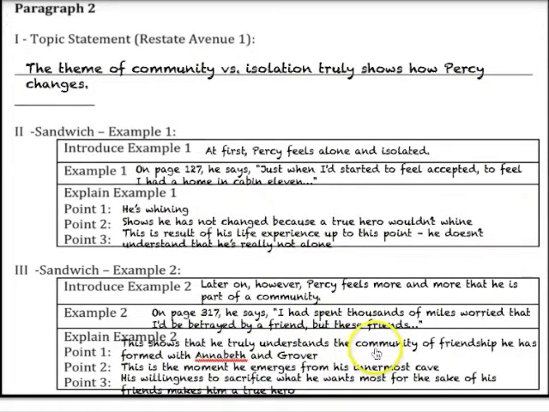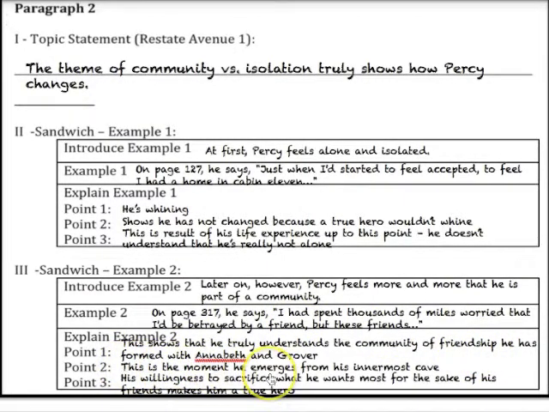Now again, I need to tie it back to my topic statement. I'm talking about the theme of community versus isolation, so I do need to say something about community here. So I'm going to say, and again, there's that prompt, this shows that he truly understands the community of friendship he has formed with Annabeth and Grover.